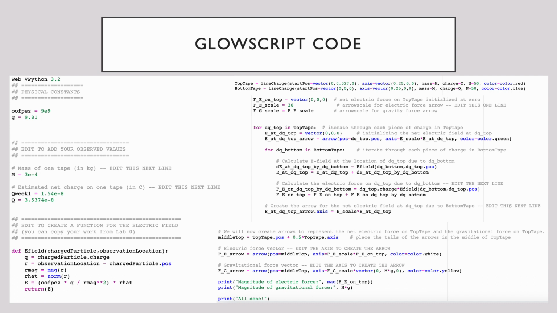And below that is the function, which adds the electric force in each of these 50 segments and sums them to get the net electric force. Below that, we have the model for the arrows of the gravitational force and electric force. And below that, we have the print statements for the magnitudes of these forces.